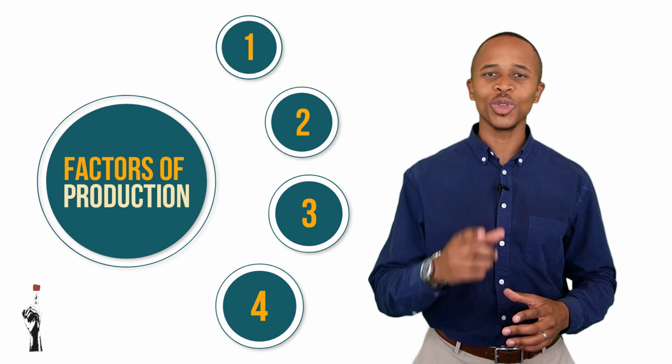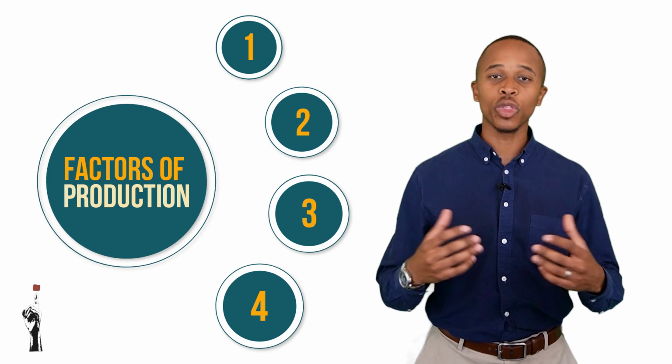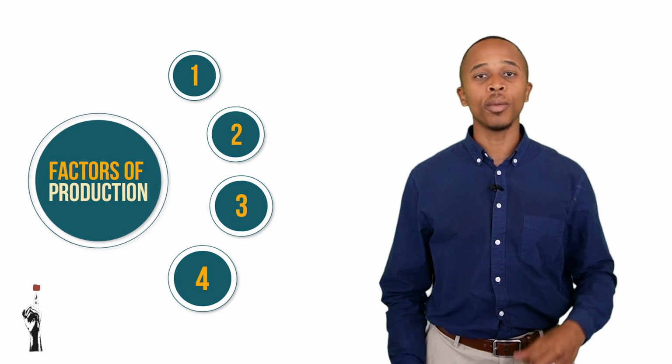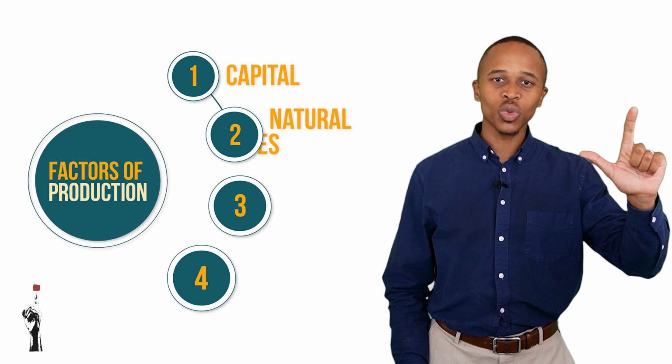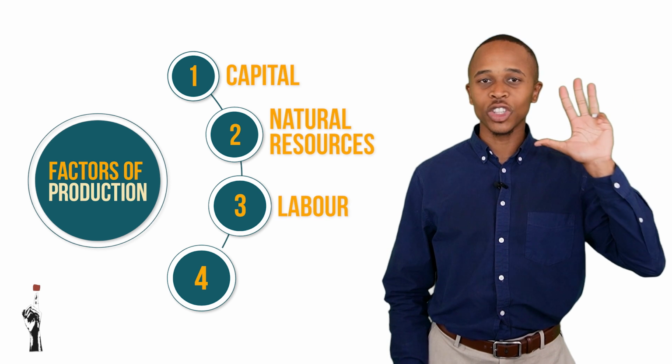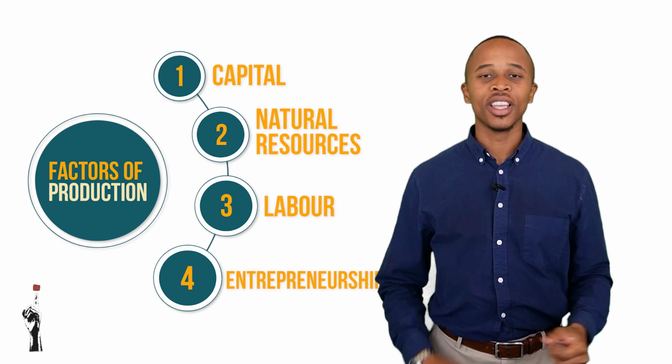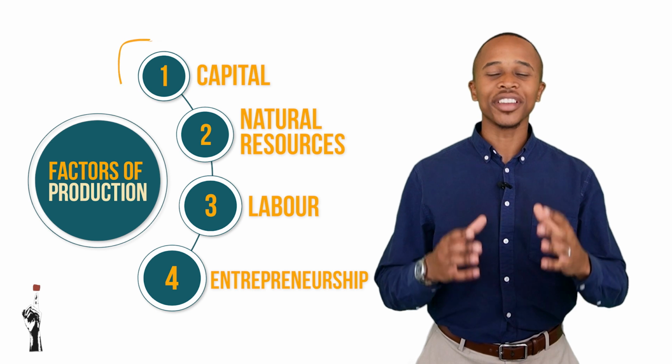Alright, grade 8 learners, did you get that right? Okay, let's go through it. The 4 factors of production are capital, natural resources, labor, and entrepreneurship. Well done. Now, let us focus on capital.